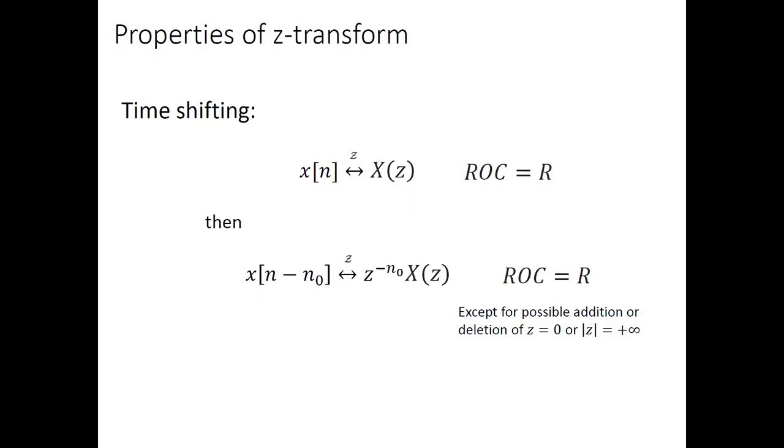In another case, if n zero is a negative integer, then Z to the power of minus n zero is increasing the order of the polynomial on the numerator. And for the Z transform to be finite, we require that the magnitude of Z is not infinite. So in that case, we need to remove Z magnitude equals plus infinity. So remove plus infinity from the ROC.